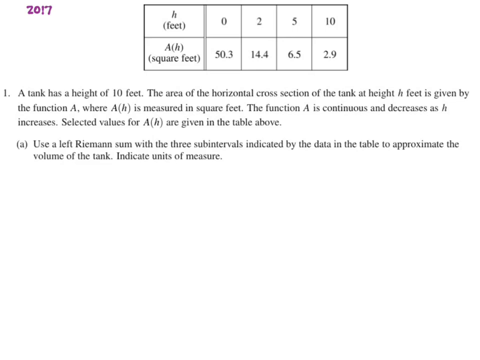So we have a tank that has a constant height of 10 feet, and the area of the horizontal cross sections of the tank at different heights is given by function a. That means the width or the shape of this tank is changing as we move up the height of it. It says use a left Riemann sum with 3 subintervals indicated by the data in the table to approximate the volume of the tank.